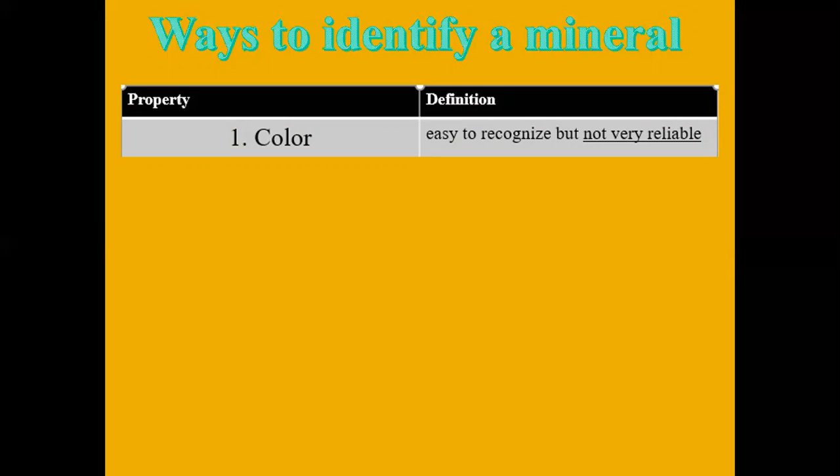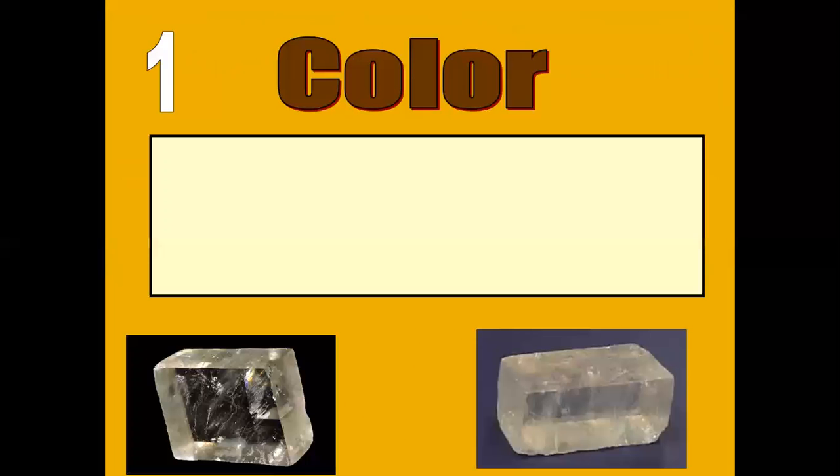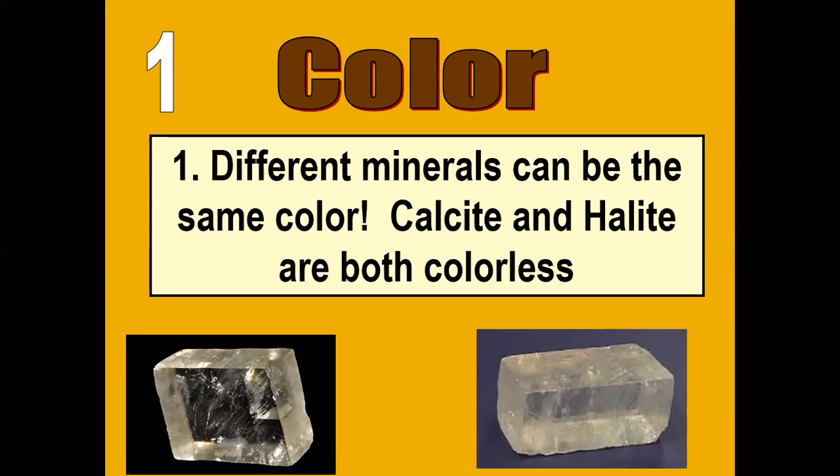So hopefully at this point, everybody knows their colors. But it's not easy to identify a mineral just by looking at the color, and I'm going to show you why. Here I have two minerals, and they look to be the exact same mineral. They both have the same color, which would be clear. So different minerals can be the same color. It is very common. Calcite and halite are both colorless, or clear.